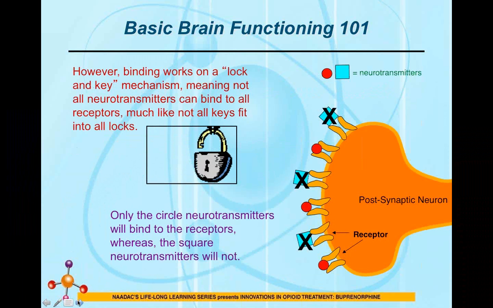But this system is kind of complex because, like I said, not all neurotransmitters can bind to all receptors. It works on a lock and key mechanism. Think about it like a lock: not all locks can be unlocked by all keys. As you can see from this simple diagram, the circle neurotransmitters can bind to the receptors, but the square ones cannot. That's a very simplistic way of looking at this situation. We'll revisit this exact image in a little bit as well.